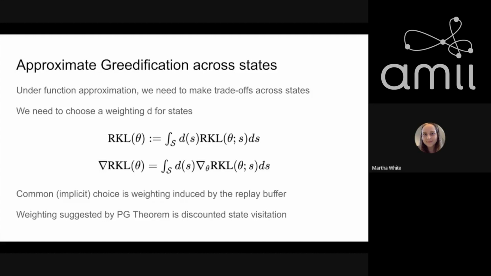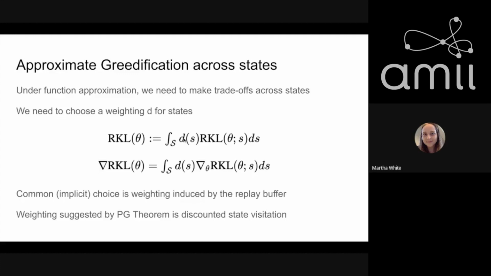So if I want to concentrate probability on good actions in one state, it might mean that I don't get to do as much concentration on good actions in another state. That's what function approximation is going to give us. So we're also going to have to make a choice, when we look at this approximate greedification, on what distribution D of S we're going to use over states.